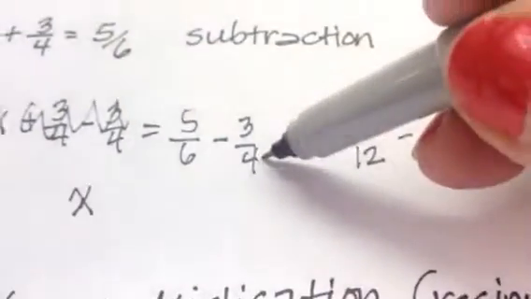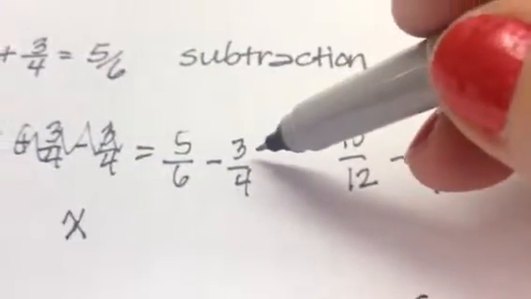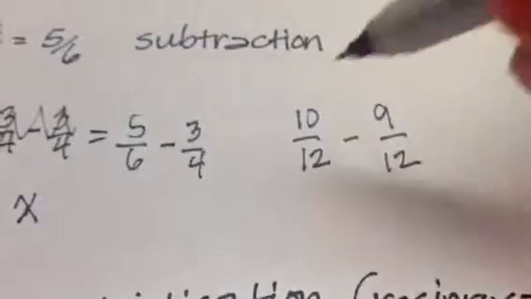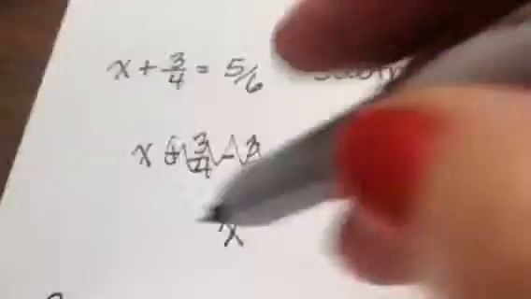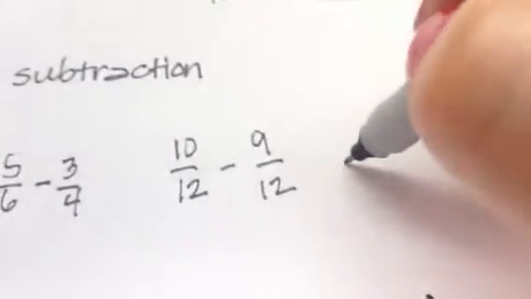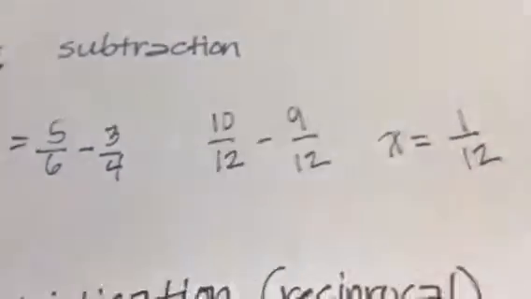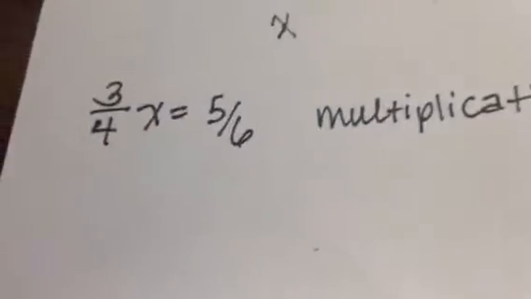What did I multiply 4 by to get 12? You multiplied by 3. Again, you are just geniuses, so I'm going to take 3 times 3, which is 9. Now, can I subtract? Yes, I can. So what was my variable? x. So x equals what? 1/12. Okay, 1/12.